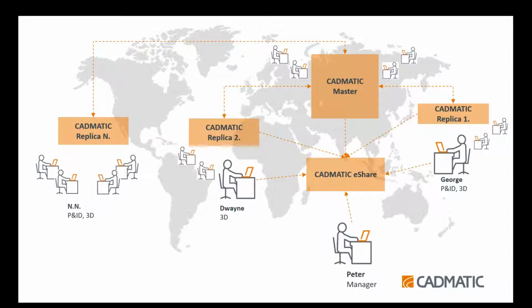And then we have a couple of persons involved in this scenario. In replica 1 sits George. He is a PNID user and 3D user. In the main office sits Peter, the manager, who is using only eShare for reviews and organizing different kinds of tasks for the project. In replica 2 on site sits Dwayne, and he is a 3D designer. This will be the setup for the scenario.